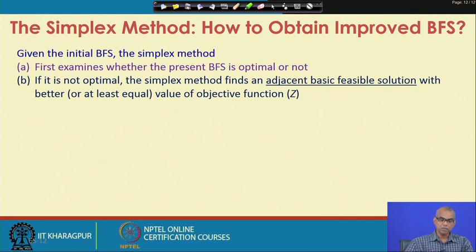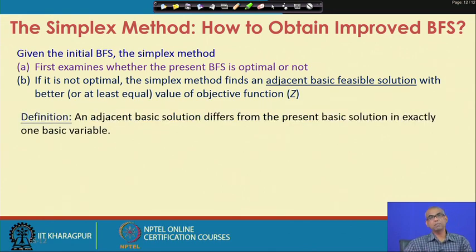If it is not optimal, the simplex method finds an adjacent basic feasible solution with better or at least equal value of the objective function. So, when we start with an initial basic feasible solution, the simplex method will first examine whether the present basic feasible solution is optimal or not. If the present basic feasible solution is optimal, we stop our algorithm. If it is not optimal, we have to find an adjacent basic feasible solution with better or at least equal value of the objective function.